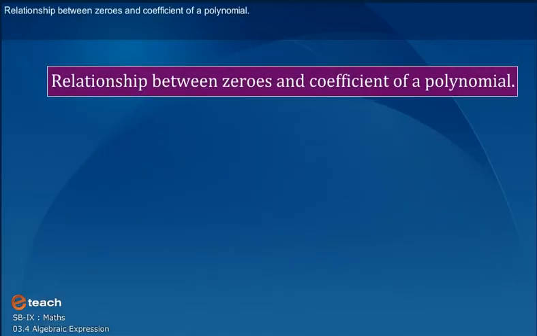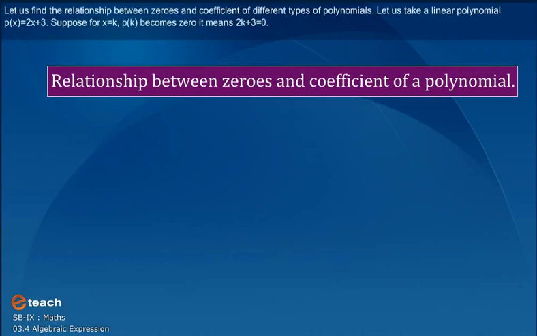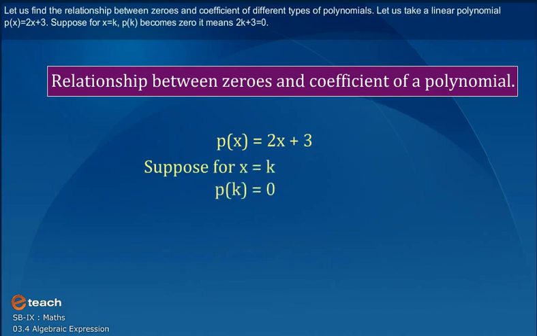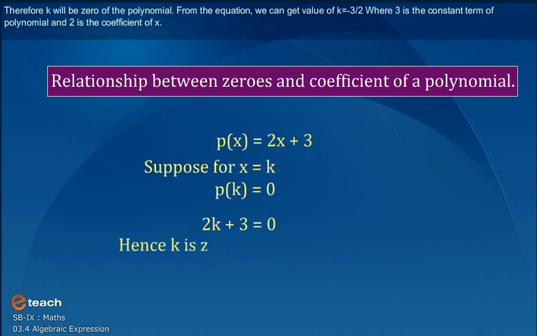Now, relationship between zeros and coefficients of a polynomial. Let us find the relationship between zeros and the coefficients of different types of polynomials. Let us take a linear polynomial, p of x is equal to 2x plus 3. Suppose for x equal to k, p of k becomes 0. It means 2k plus 3 is equal to 0. Therefore, k will be a zero of the polynomial.